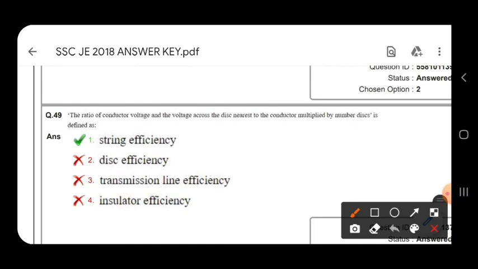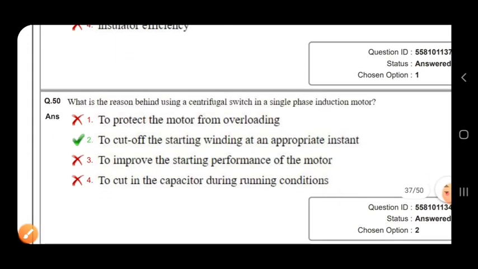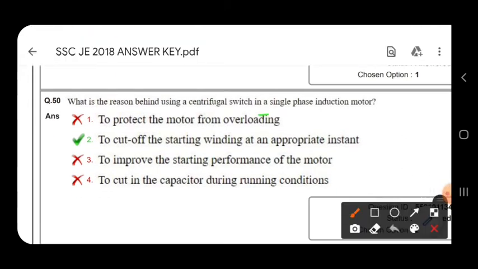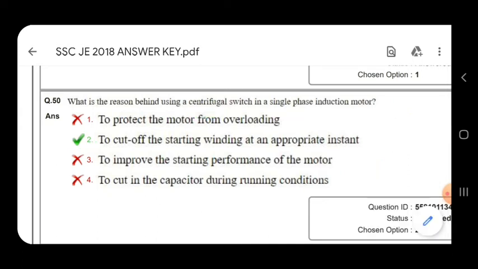The ratio of conductor voltage to the voltage across the disc nearest to the conductor, multiplied by the number of discs, is defined as string efficiency. Next question: what is the reason behind using a centrifugal switch in a single phase induction motor to cut off the starting winding at an appropriate instant? All of you know that when the motor attains 70 to 75% of its speed, the centrifugal switch disconnects the starting winding.